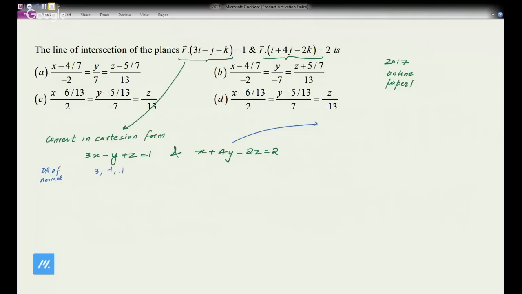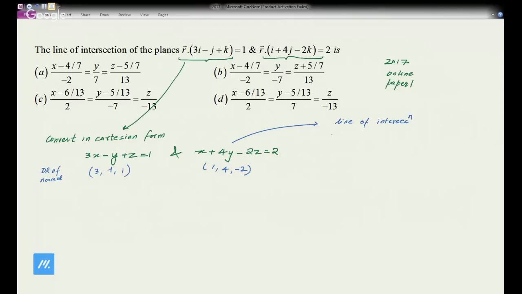3 minus 1, 1. Right? And here they are 1, 4 minus 2. So the line of intersection, I'm going to solve this. I am just trying to teach you a thing which is very important that you should understand.